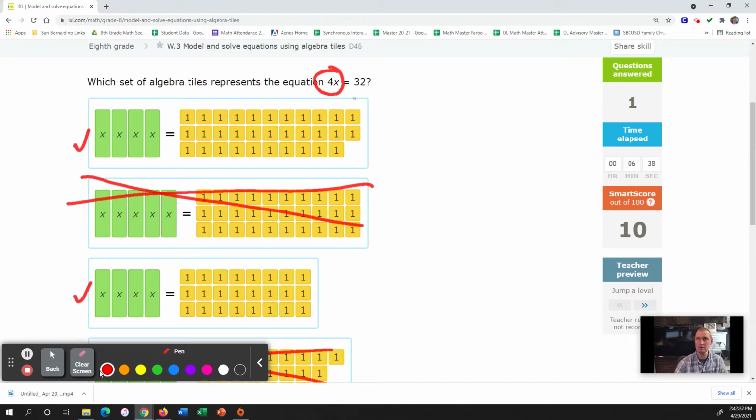Now we have to use our 32 on the right side to see that there are 32 ones. Starting with the first one, we're going to count up our ones and see if we've got 32 of them in there. So here we go. 1, 2, 3, 4, 5, 6, 7, 8, 9, 10, 11, 12, 13, 14, 15, 16, 17, 18, 19, 20, 21, 22, 23, 24, 25, 26, 27, 28, 29, 30, 31, 32. Now, to me, that looked like a perfect match. And it was kind of a handful to count all those tiles.